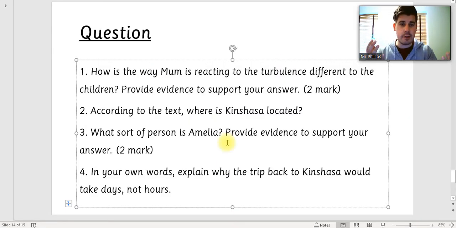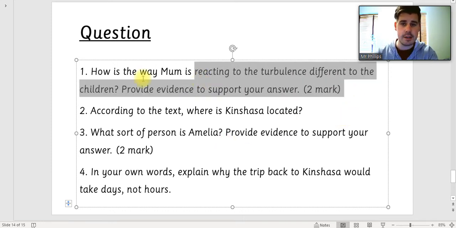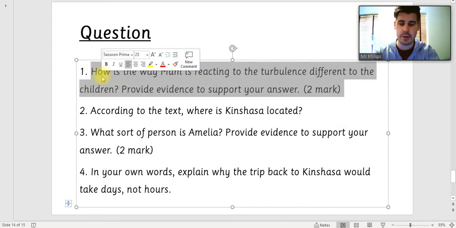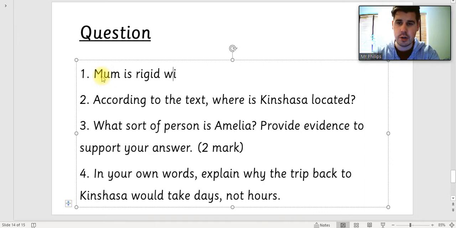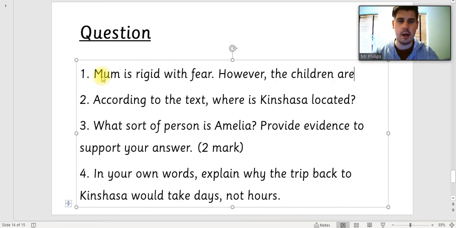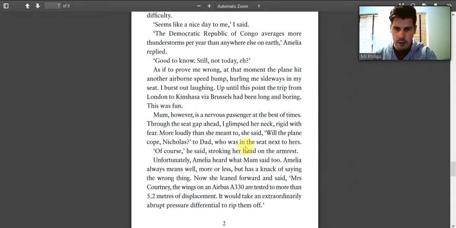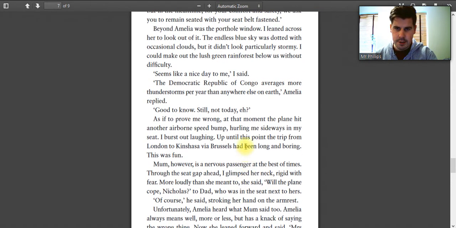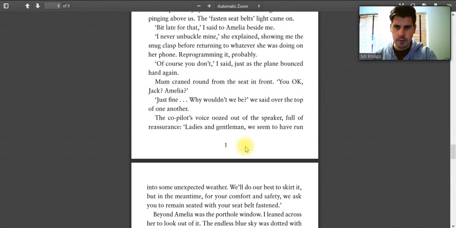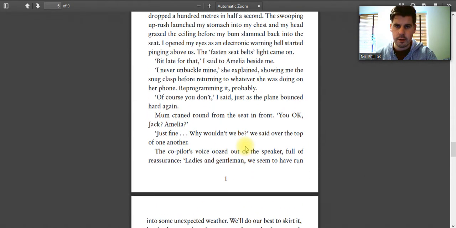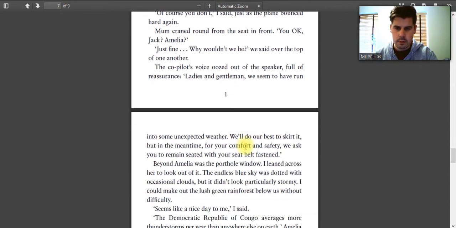So I'm going to start with that. I've not even found how the children are reacting yet, but I know I need to say Mum is reacting this way and the children are reacting this way. So Mum is rigid with fear. The children, actually I'm going to put however, because that shows there's a difference there, doesn't it? However, the children are, and let's now go and find out how the children are reacting. I actually think I missed it up at the top. Or did I? Oh no, maybe I didn't.